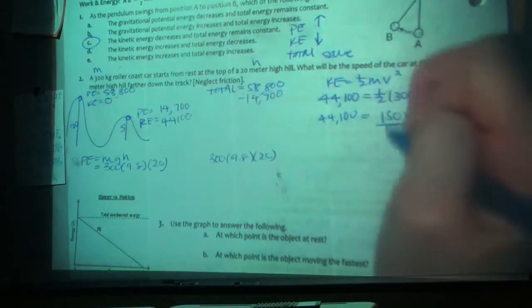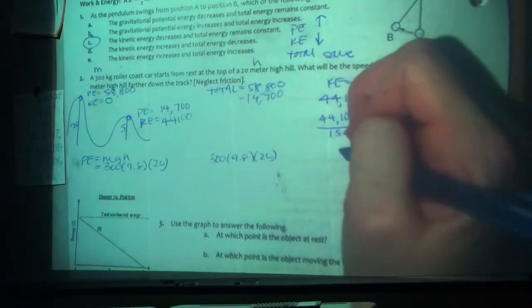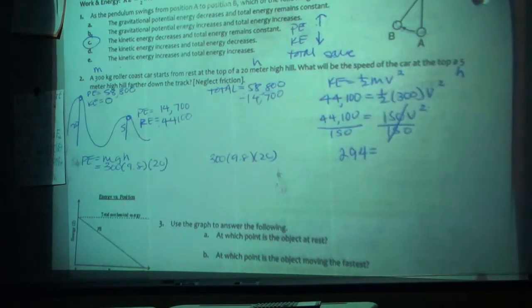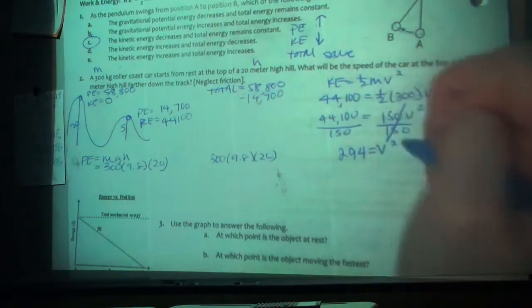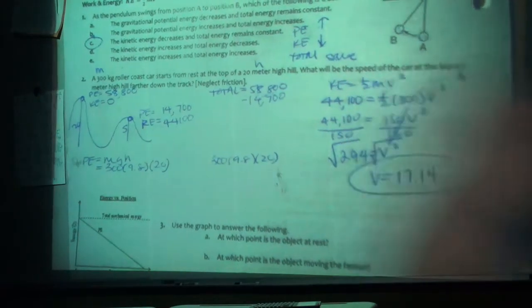44,100, divide the 150 over, take the square, or first get the number, 294 is v squared, that's velocity squared. Take the square root, and you get your velocity is 17.14 meters per second.